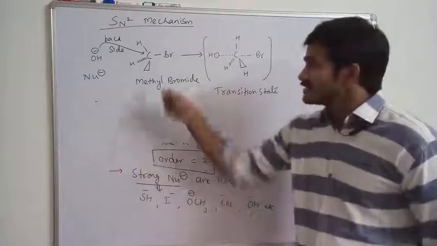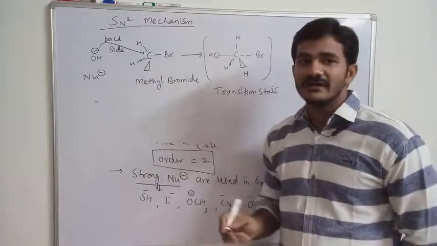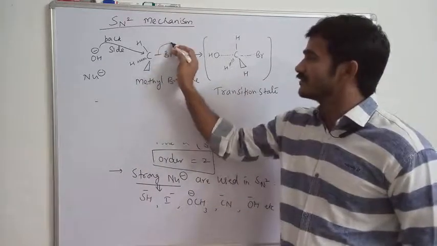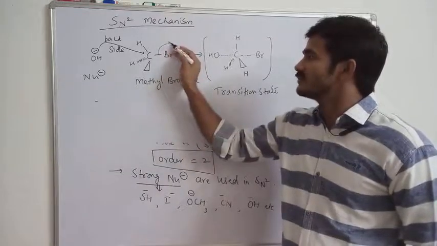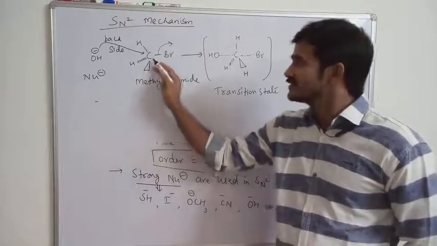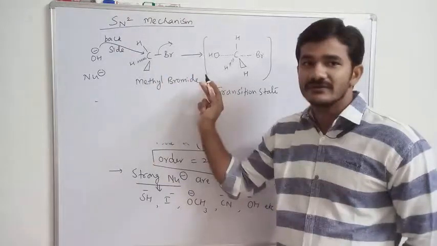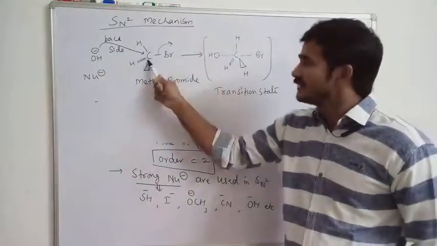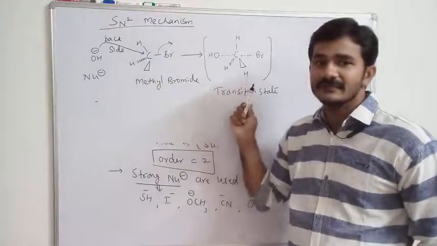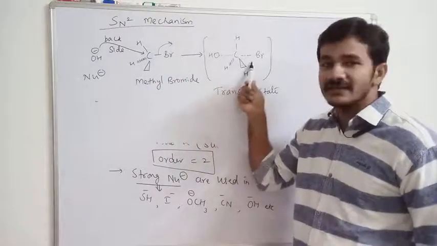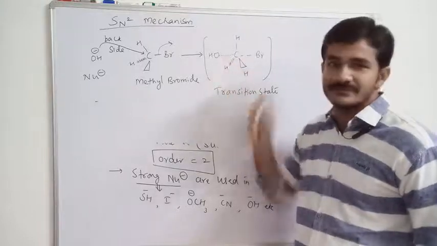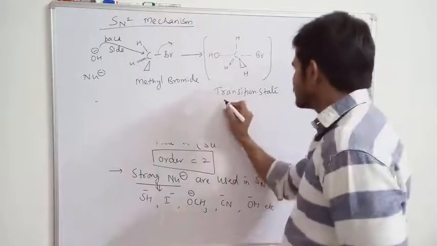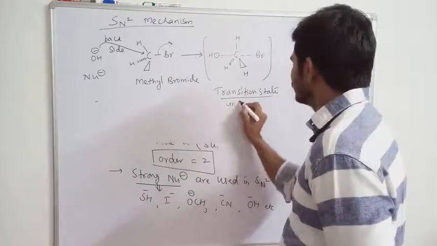As the C-Br bond is very polar, this bond tries to break. As soon as the OH minus attacks from the back side, this C-Br bond tries to break. The O-C bond is a newly forming bond, and the carbon-bromine bond is a newly breaking bond. Formation of the bond and breaking of the bond are both represented with dotted lines. This transition state is unstable.